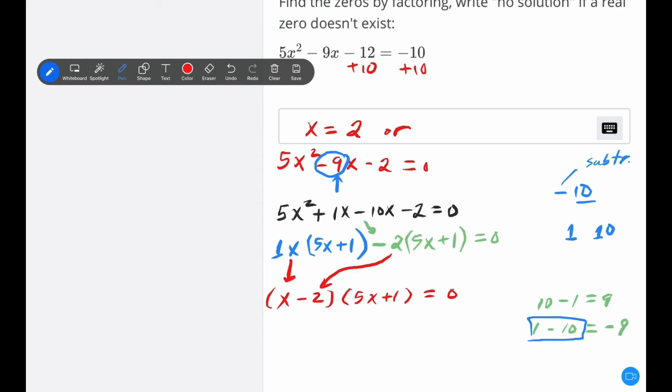okay? And then we have 5x plus 1 equals 0. So the first thing you do is x equals negative 1 divided by 5, right? So the first thing is you subtract 1, and then you divide by 5.